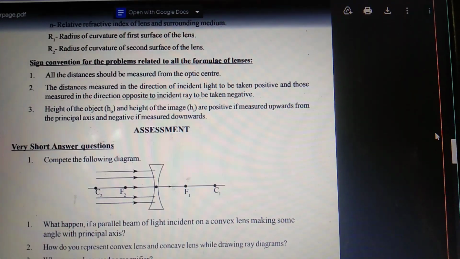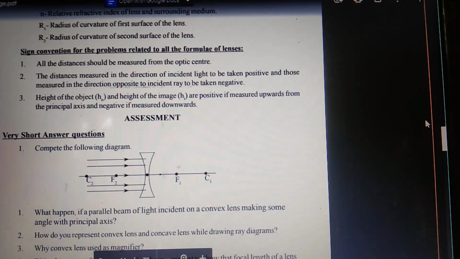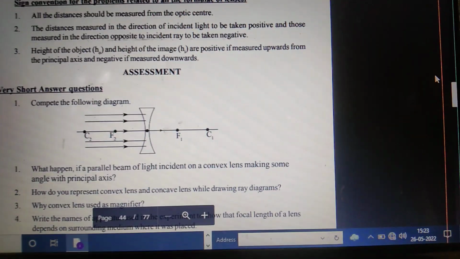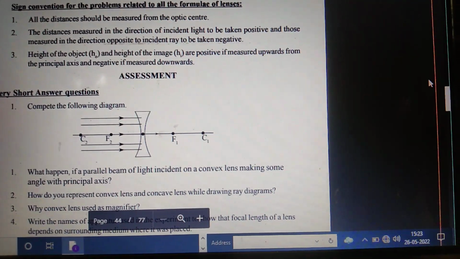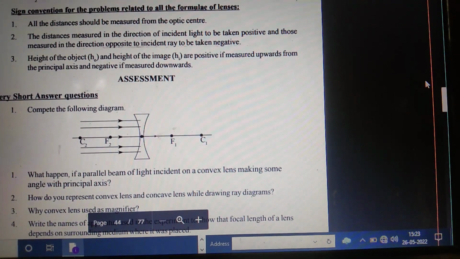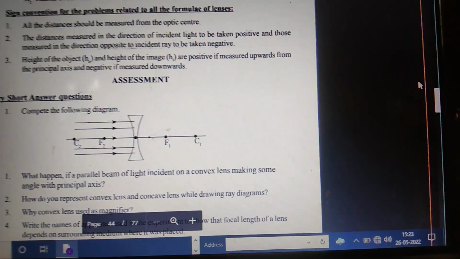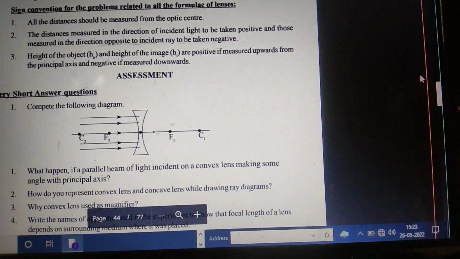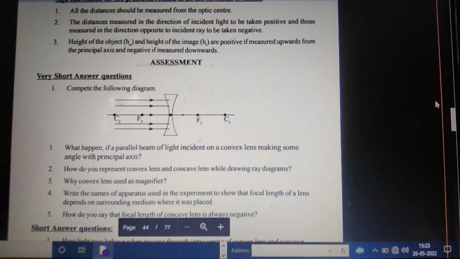Again, sign convention: all the distances should be measured from the optic center. The distances measured in the direction of incident light are taken as positive, and those measured opposite to the incident light are taken as negative. Height of the image and height of the object are positive when placed above the principal axis. If placed below the principal axis, they will be negative.